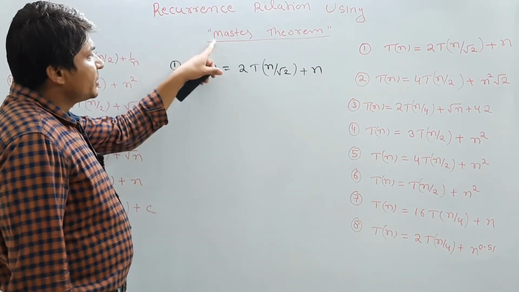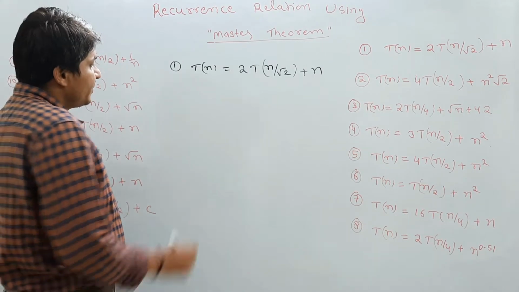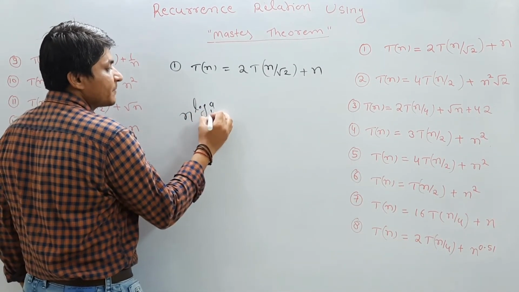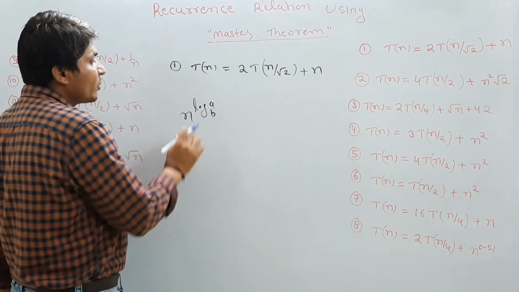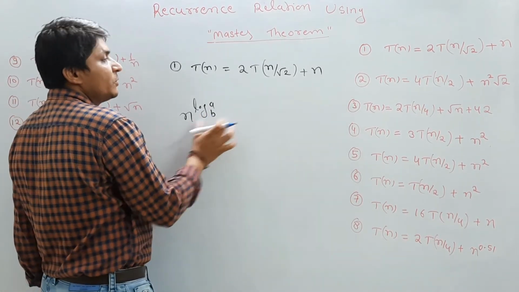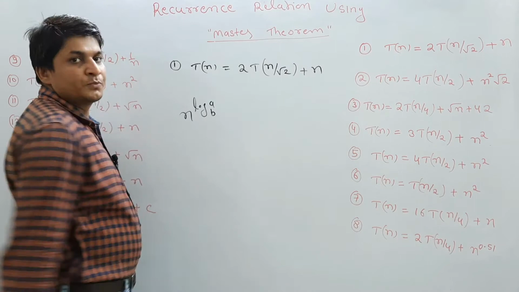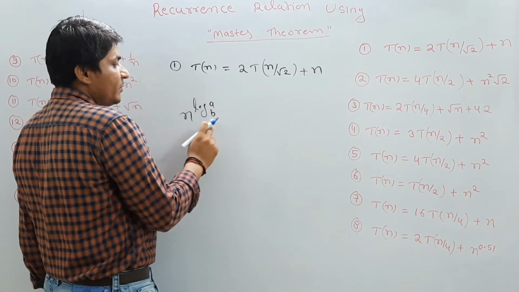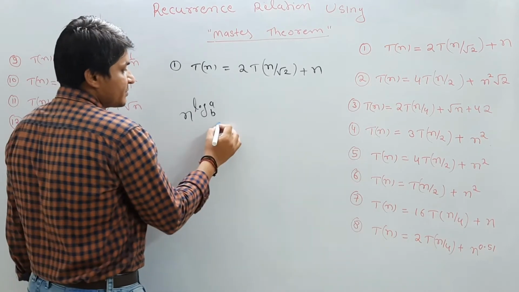Now using Master theorem, we know what we need to calculate. We need to calculate only n raised to power log a base b. Correct? Now after calculating this, we are going to compare this value with this given function. So let us calculate first. Now what is the value of a? A value is 2 and b value is root 2.